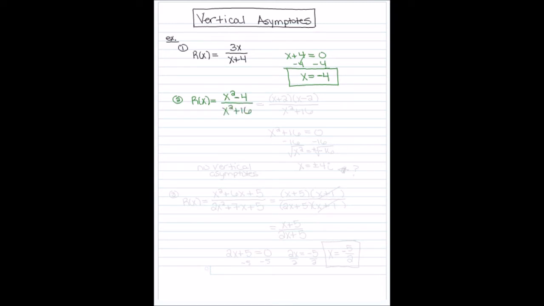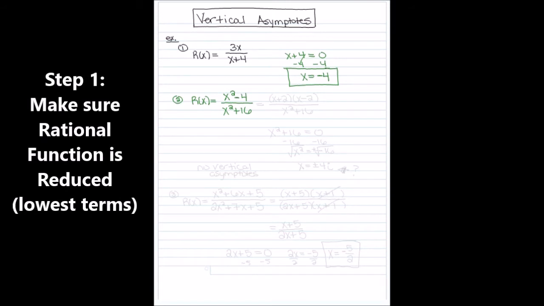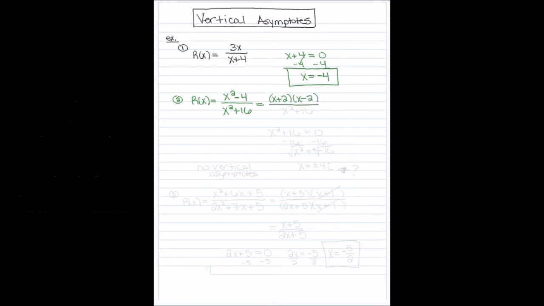So step 1, we want to factor the top, factor the bottom to see if it can be reduced. We want to reduce our rational expression. At the top, if I factor, I get x plus 2, x minus 2. But unfortunately at the bottom I can't factor that. This is not the difference of two squares because there's a plus sign in between there, so I can't factor it. So it is already completely reduced.